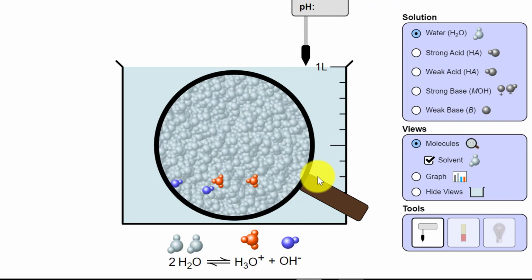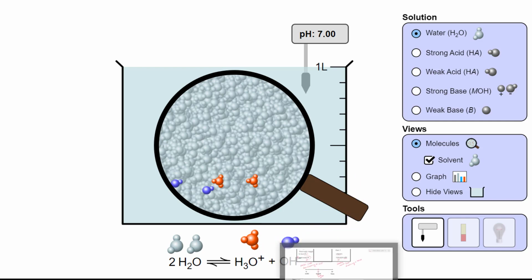Let's look at this simulation, where we have pure water, just water itself. Look what happened to the pH. It is at 7. And notice how in water, in terms of moles, the H3O plus is equal to the number of moles of OH minus. So in a sense, the pH of 7 tells you that the amount of H3O plus must equal the amount of OH minus in terms of moles. And that's an example of 7.